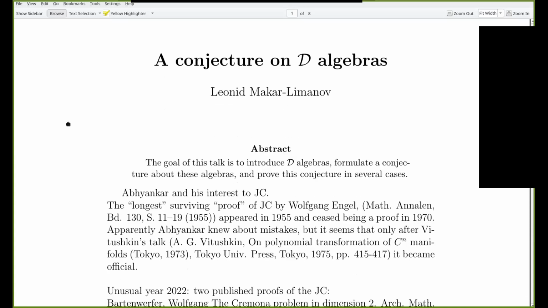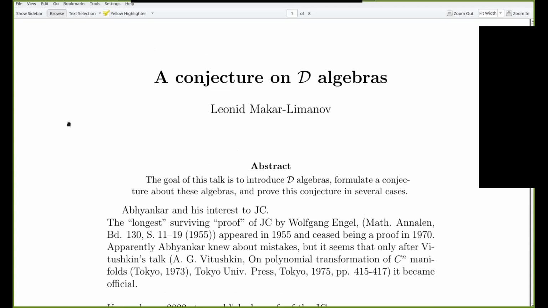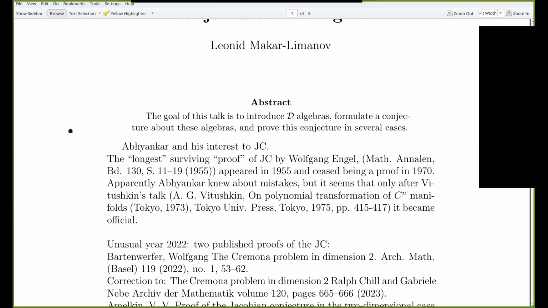Anyway, what I want to talk about are topics which were of interest to Ram, namely his interest in the Jacobian conjecture, and that's basically why we were interacting with him, because I have been interested in this conjecture for many years. As you probably know, there was the longest surviving proof of the Jacobian conjecture, by Wolfgang Engel. It was published in 1955, and until 1970, it was considered a proof. And then simultaneously, apparently, this I don't quite know, but maybe Sudhir can help me here.